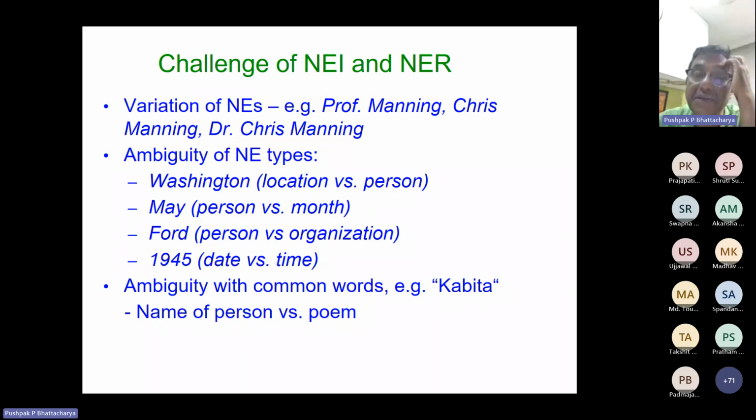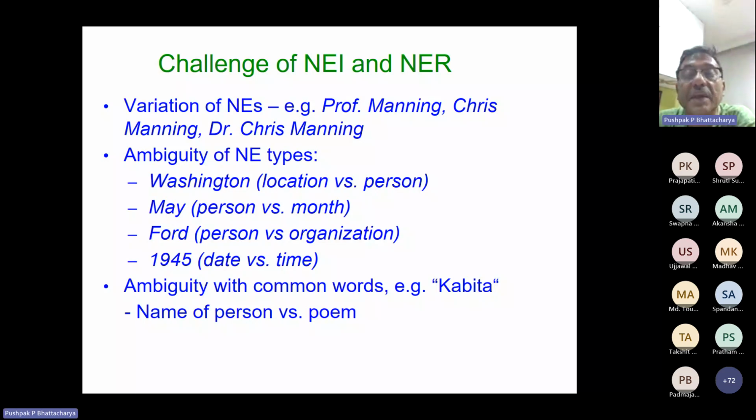There can be ambiguity. Washington can mean a location or a person. May can be the name of a month or a person. Peter May was selected for the Australian team in the month of May. Ford can be the name of a person or an organization. 1945 can be a date or a time. 1945 can also mean 7:45 a.m. or p.m. Of course, we may say that in that case, you need a dot between 19 and 45. But the writing can be informal, loose, sloppy, in which case this can be dropped.